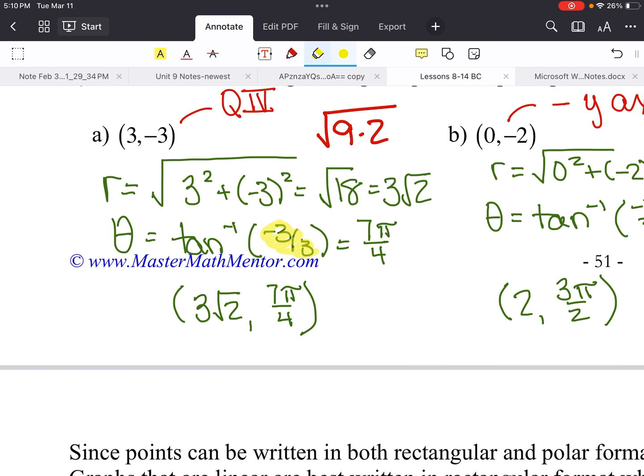So if I do tangent theta equals y over x, negative 3 over 3, that reduces to negative 1. So, okay, back to our unit circle. What angle on the unit circle in quadrant 4 has a tangent of negative 1? Well, that would be 7 pi over 4. So here are your polar coordinates. The distance is 3 root 2 at an angle of 7 pi over 4.